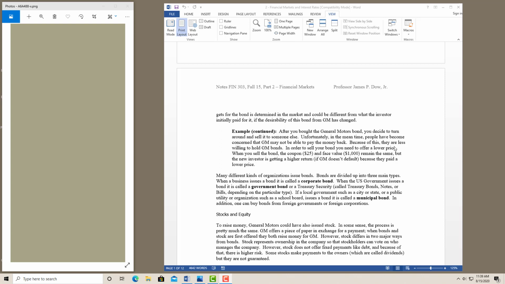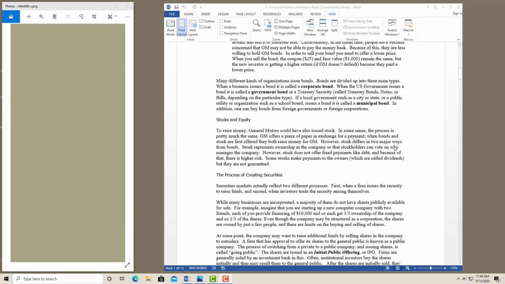One way of organizing bonds is by who issued the bonds. And so we have some terminology. If a bond is issued by a business, it's called a corporate bond. When the U.S. government issues a bond, it's called a government bond or a treasury security. And they can come in different types: treasury bonds, treasury notes, or treasury bills. And if a local government, such as a city or a state, issues a bond, we call it a municipal bond.